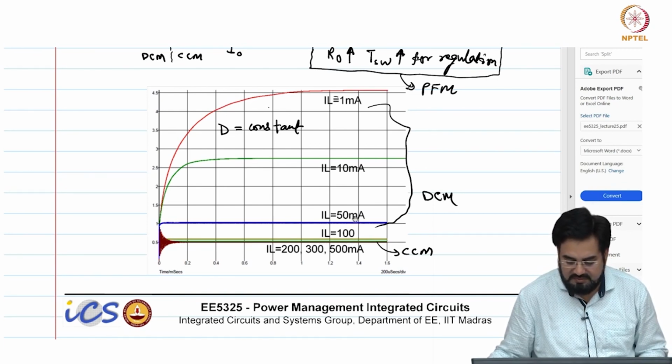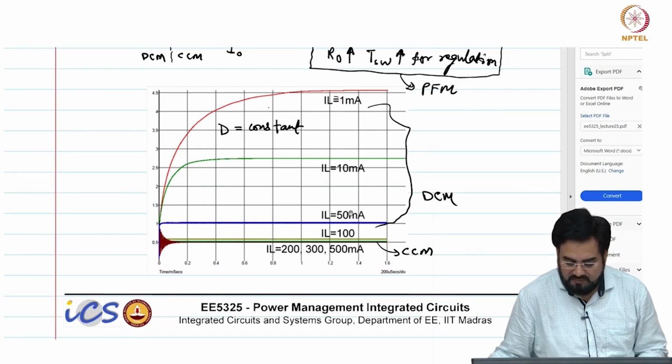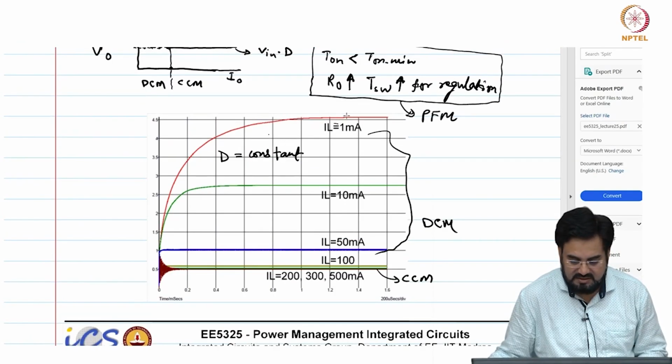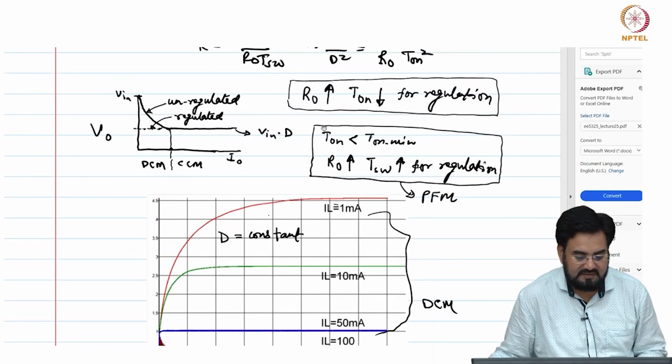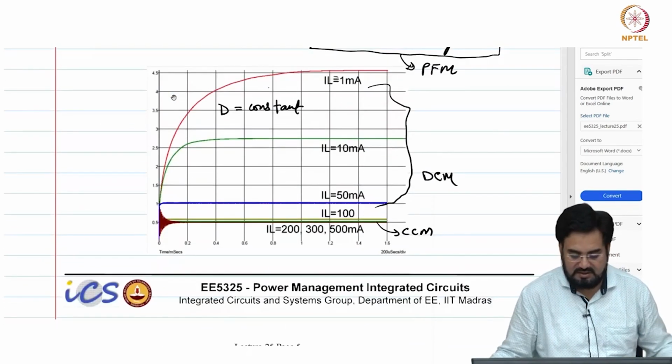Otherwise, when you go into the DCM, you can see if we go from 50 milliamp to 10 milliamp, there is a significant change in the output voltage. It is almost like 2.7 volt or so at 10 milliamp, although I was regulating at 0.5 volt output. At 50 milliamp it is 1 volt, and at 1 milliamp, which is a very light load, you can see 4.5 volt. If you further reduce, it will start approaching VDD or Vin.